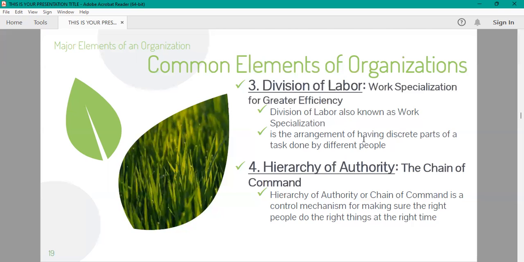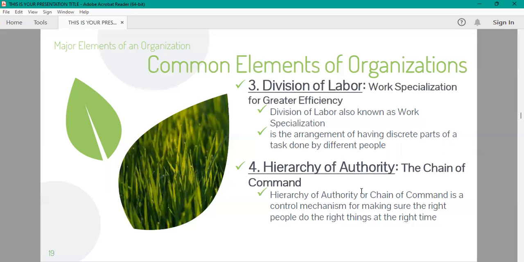So it is the arrangement of having discrete parts of a task done by different people, especially those people who specialize in that area. They really know how to do their task, since it is a task specialized for them. So you put them at the right places at the right time with the right resources. Division of labor. Lastly would be hierarchy of authority, so the chain of command.